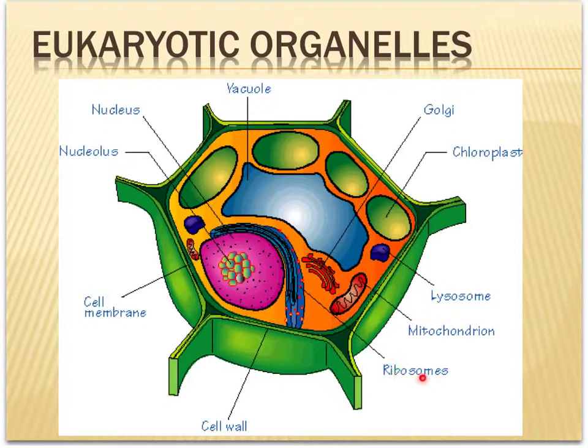Ribosomes are where proteins are made. Chloroplasts, these green structures right here, perform photosynthesis in plants, fungi, and some protists as well. Finally, the cell membrane, which is on the outside of the cell, controls what enters and exits the cell. It is also known as semi-permeable.